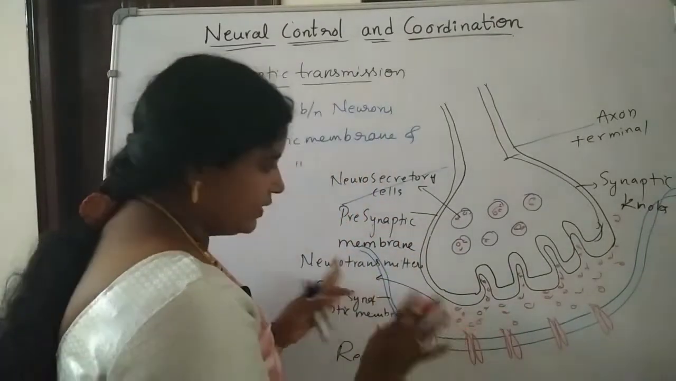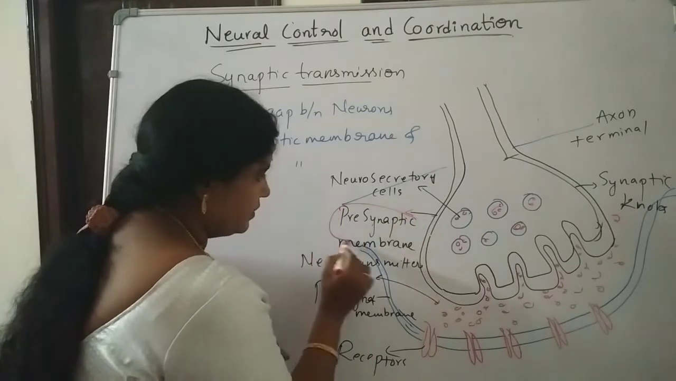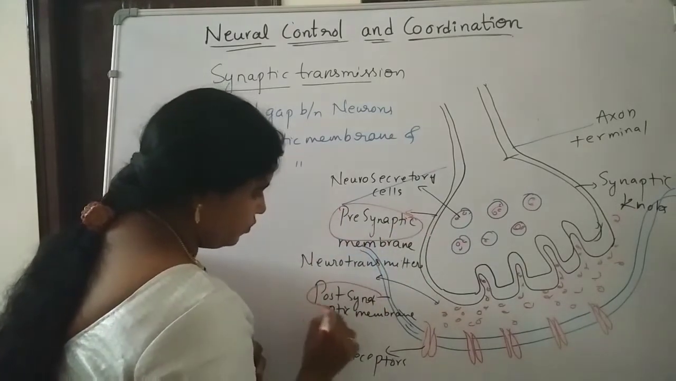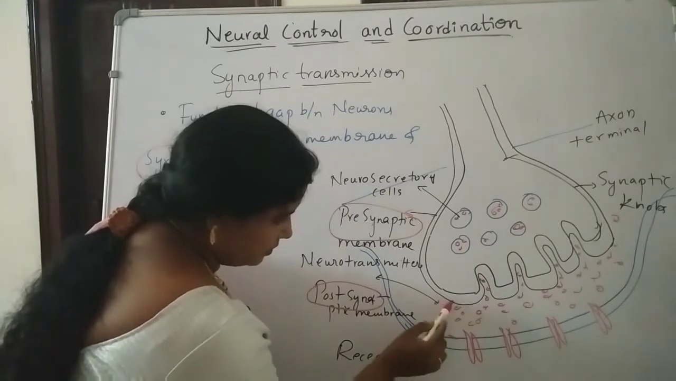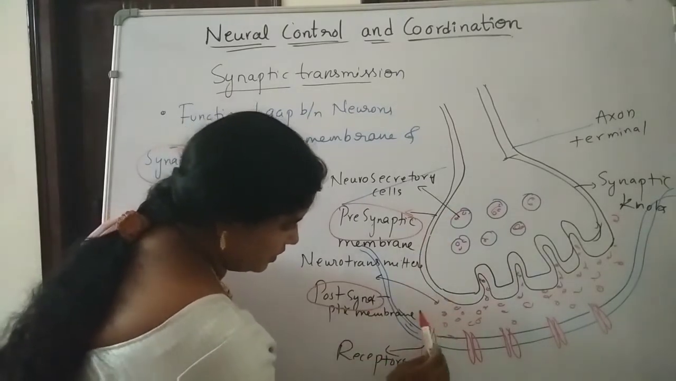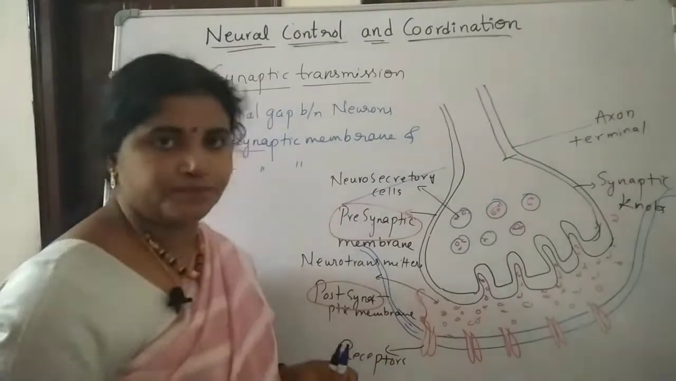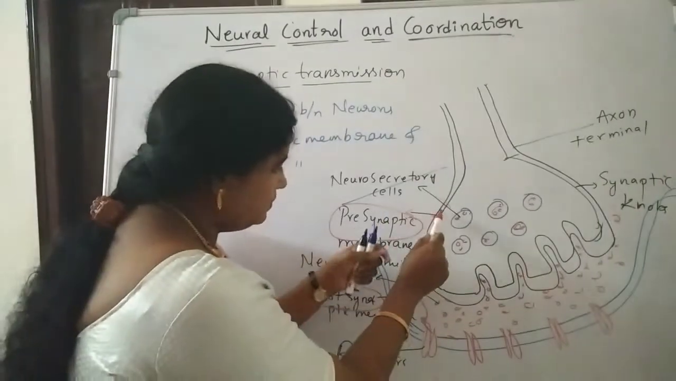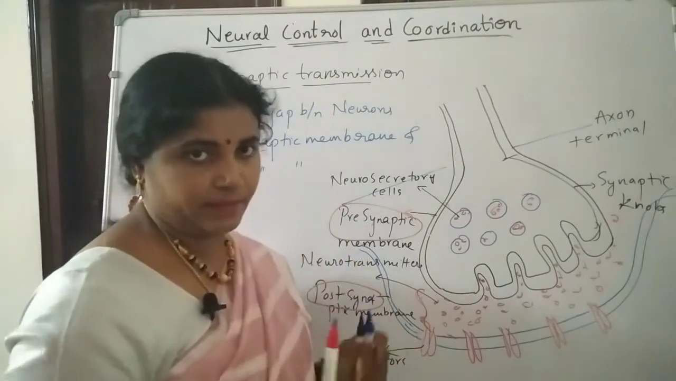So look here in the diagram. This is the presynaptic membrane, and this is the postsynaptic membrane. The entire gap, this gap is known as synapse. Okay, the gap between the presynaptic and postsynaptic membranes is known as synapses.